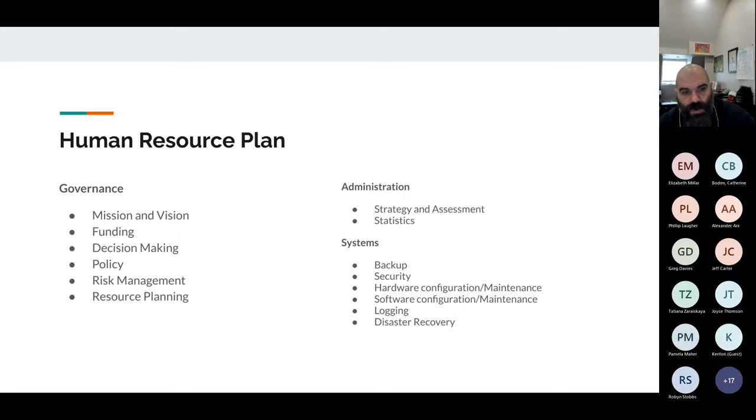How we broke it up is into a few different sections that I'll go over. We have a governance section, and in that section the tasks were mission and vision, funding, decision-making, policy, risk management, and resource planning. Then for each platform, we broke it up into administration, so looking at the strategy and assessment for each platform, and then collecting statistics about it. Then the system side of things: backup, security, hardware and software configuration and maintenance, looking at logging, who's responsible for that, and then disaster recovery, teasing out some nuances there between backup and things like that.